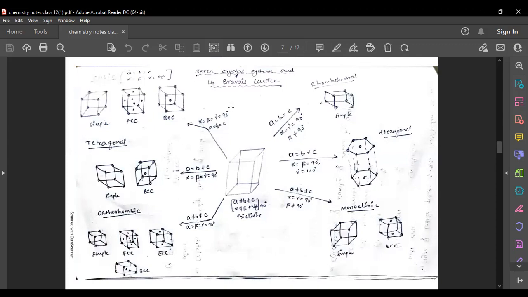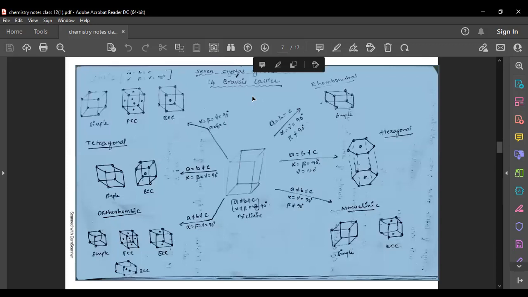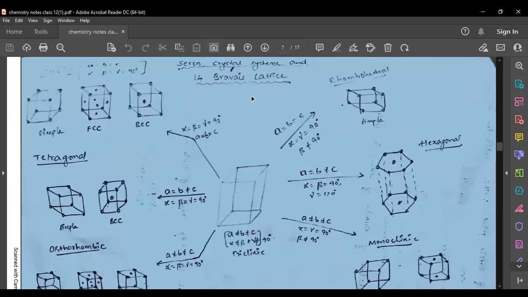Now, can you see the cursor first? Can you see the cursor? Yes or no? Boys.